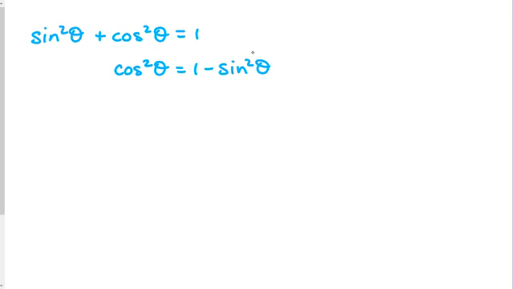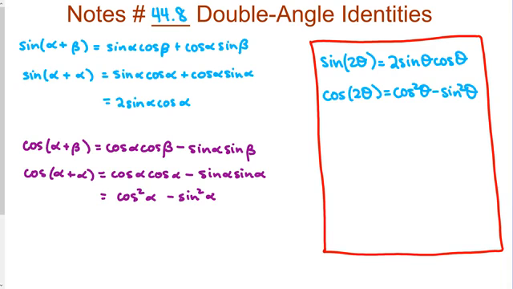Similarly, if we take our Pythagorean identity and we isolate sine squared theta, we get sine squared theta equals 1 minus cosine squared theta. And if we take that and we substitute it into our cosine double angle identity, we get something that looks a little different. So altogether, we come up with 3 different versions of this identity.